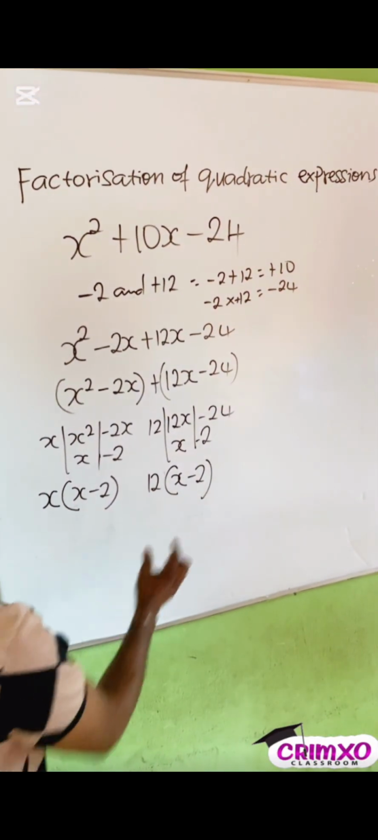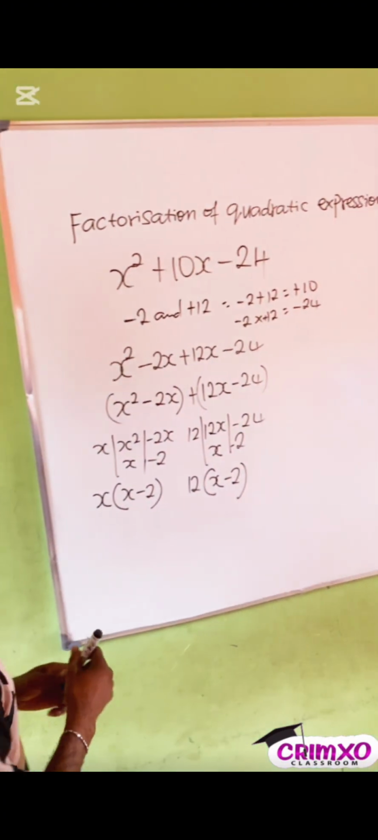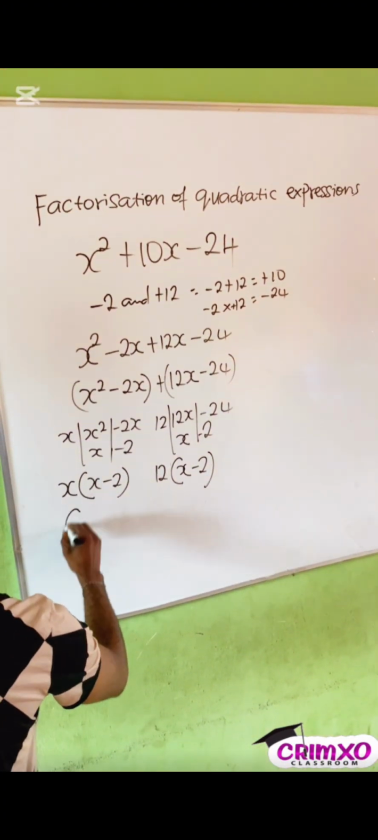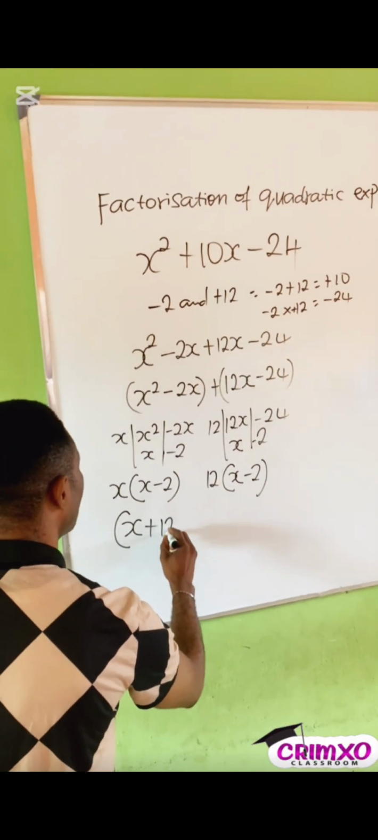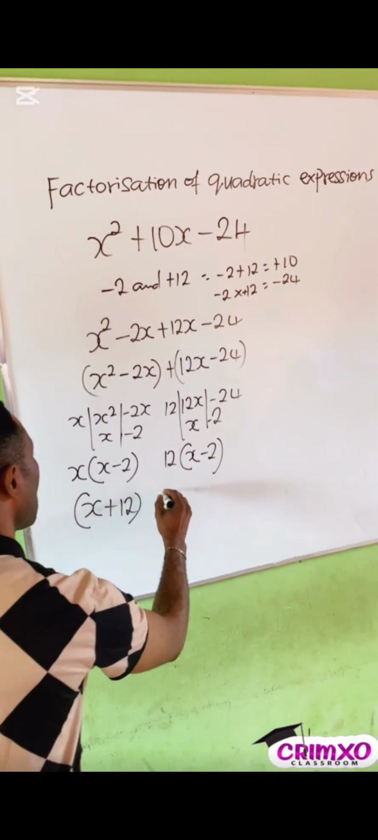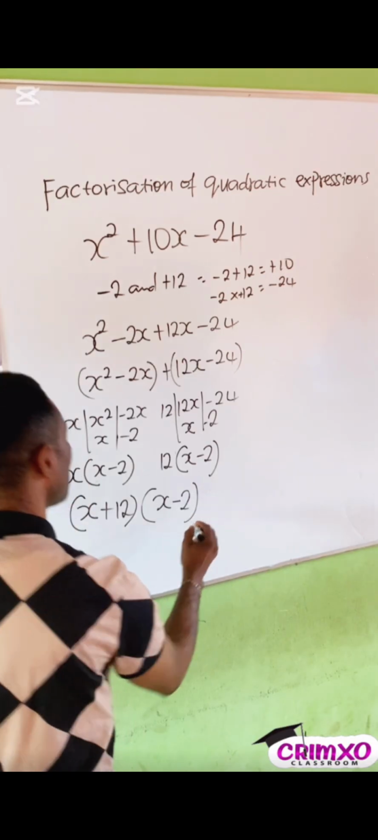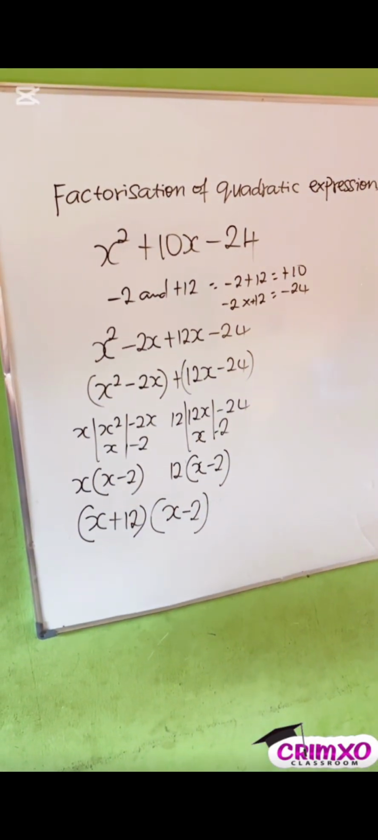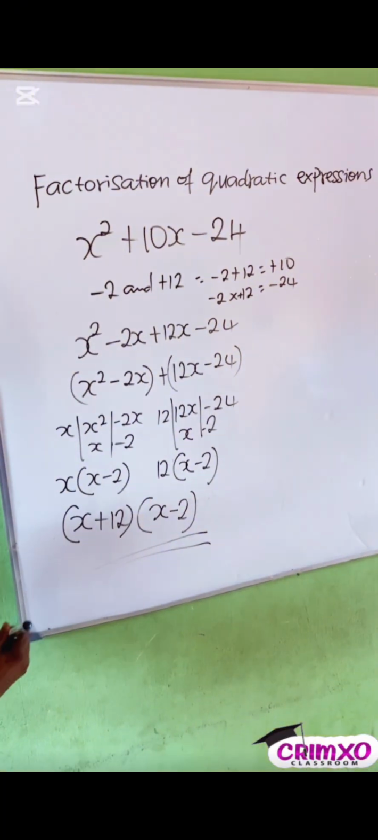So the next thing here now, the two HCF, we put them in a bracket. This bracket and this bracket are the same. We select only one. So we now have bracket open, x plus 12. Remember the plus here, plus 12, bracket close, and bracket open, x minus 2, bracket close. So this is the final answer here.